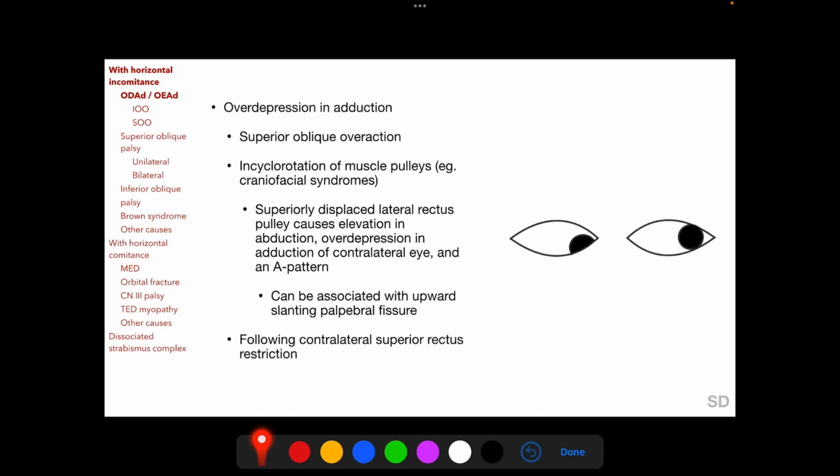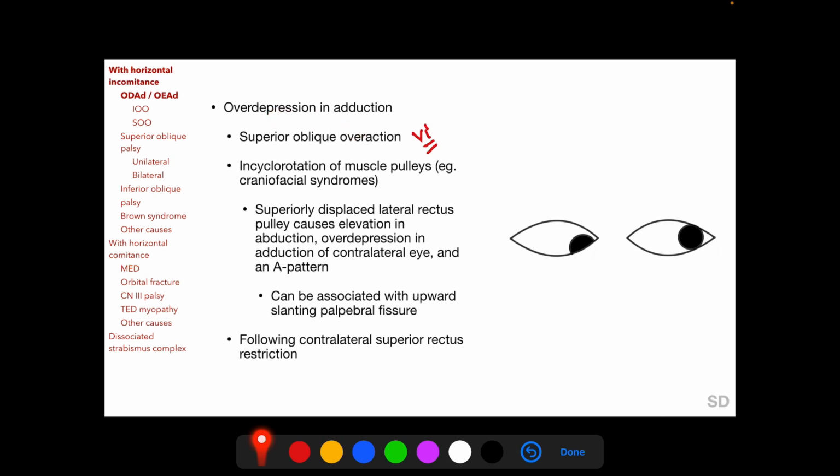Overdepression in adduction, as shown here in this diagram, is most commonly caused by superior oblique overaction, and this is also very important to remember. Less commonly, overdepression in adduction is caused by an incyclorotated position of the muscle pulleys, which can occur in craniofacial syndromes, and this can be associated with upward slanting palpebral fissure in which the horizontal level of the lateral canthus is above the horizontal level of the medial canthus.